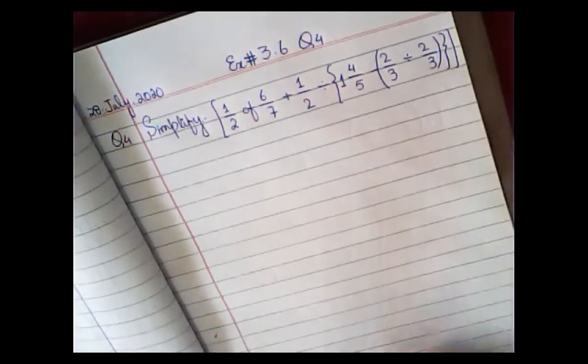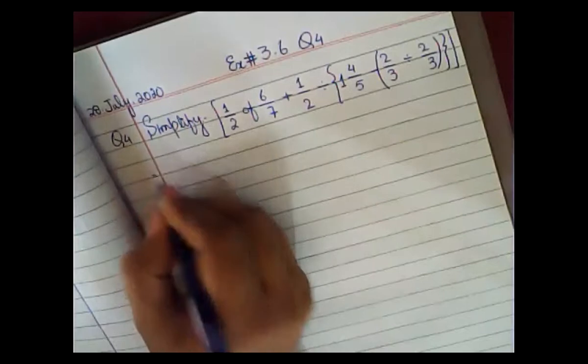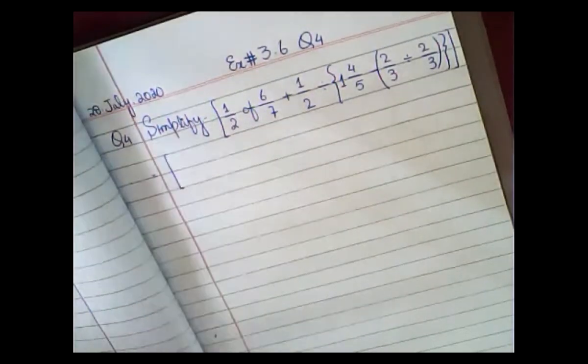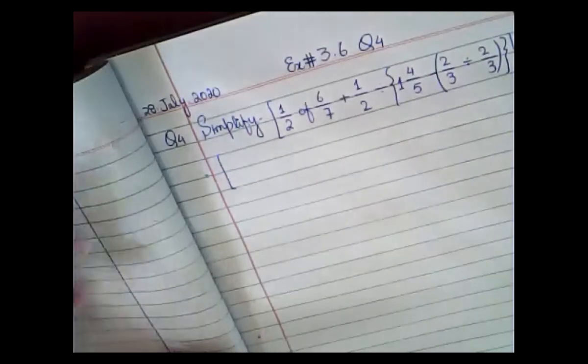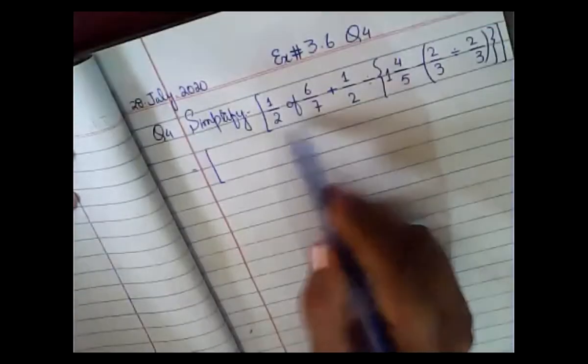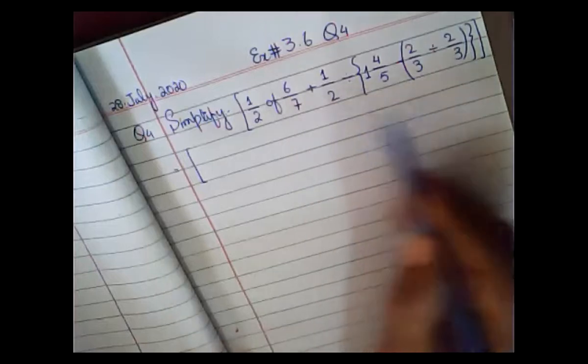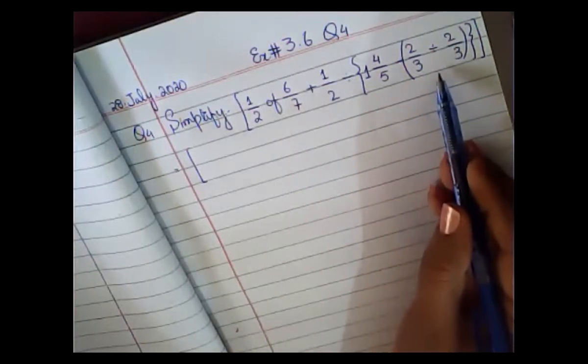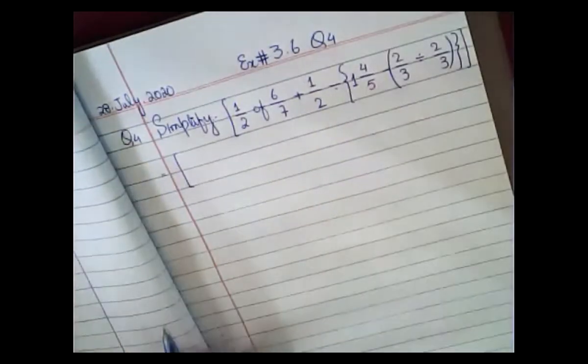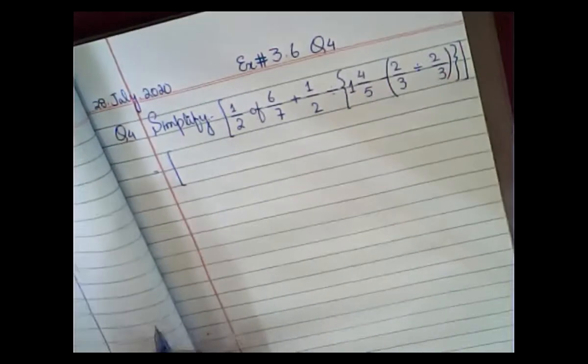Now what I'm going to do here, I'm going to start it here just like this. Here I'm going to place my square bracket. I'm not going to solve anything here because I have to solve first of all my round bracket. So I'm going to start from here. How will I solve it?